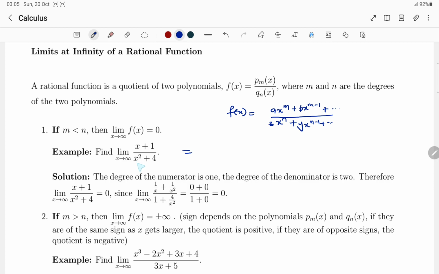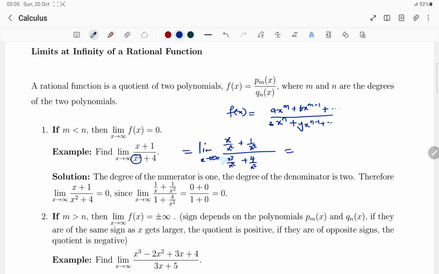If you find that highest power, you divide every term of the function by it. Here the highest power is x squared, so we divide each and every term of our function by x squared. So we have x over x squared plus 1 over x squared, over, on the denominator, x squared over x squared plus 4 over x squared. Perfect.